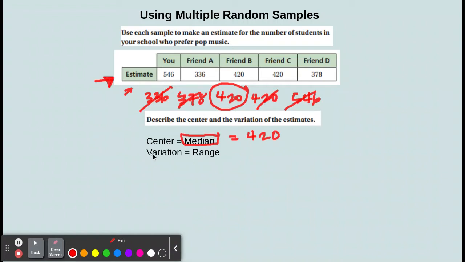Now, for the variation, we're going to use the range of our data set, meaning the difference between the largest and the smallest data point. Okay, that happens to be 210. Okay, so variation is referred to as range, and you find it by taking the largest and subtracting the smallest.